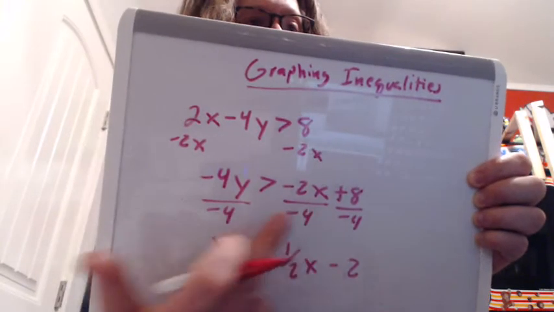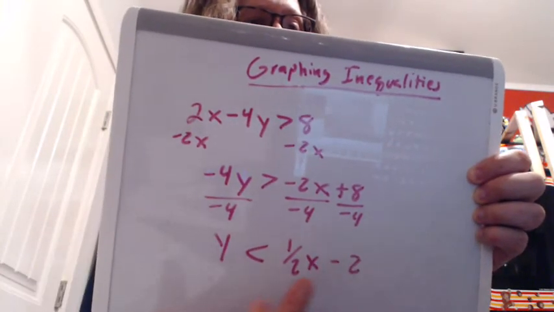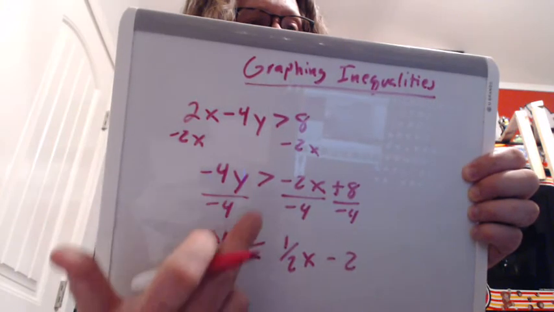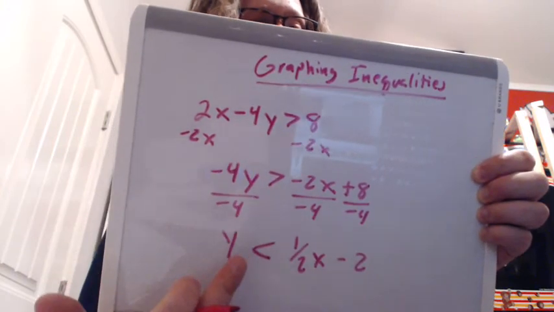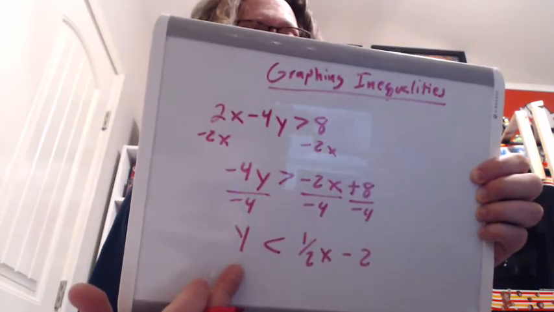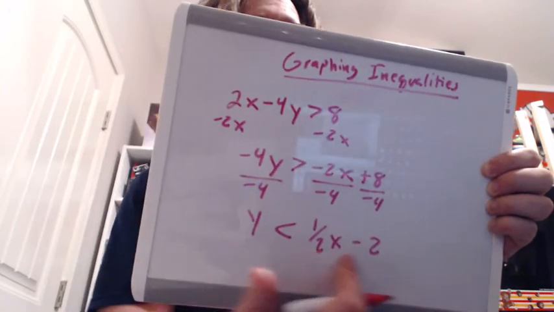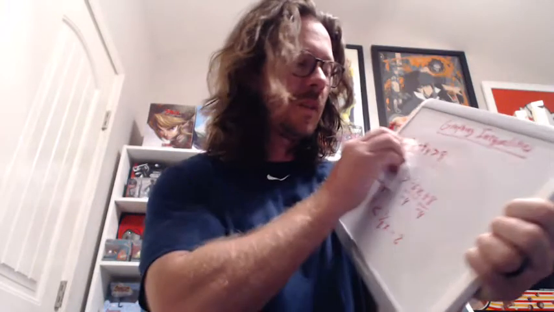Remember that if you ever divide or multiply everything by a negative, you have to flip the sign on the inequality. So it was greater than, now it's less than, okay? So this is what we're going to try and graph. Y is less than 1/2 x minus 2, okay?